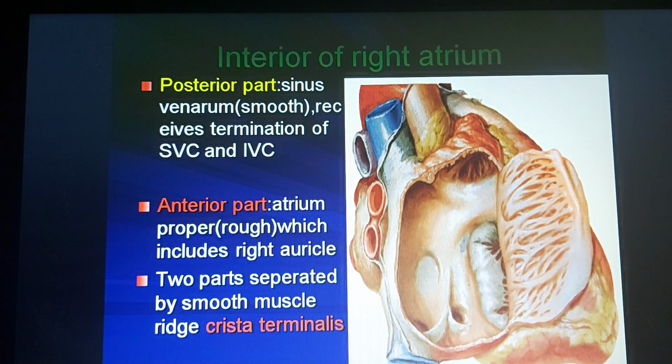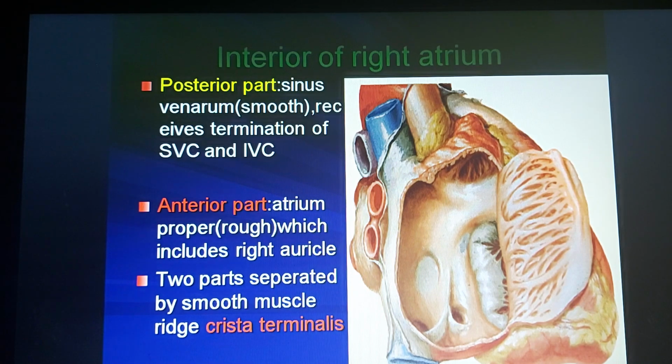Coming to the posterior part, it is otherwise called the sinus venarum, or the smooth part. It receives the termination of the superior vena cava and inferior vena cava.